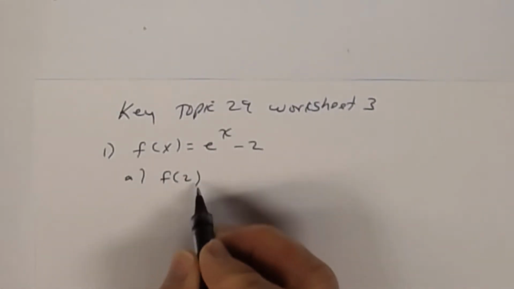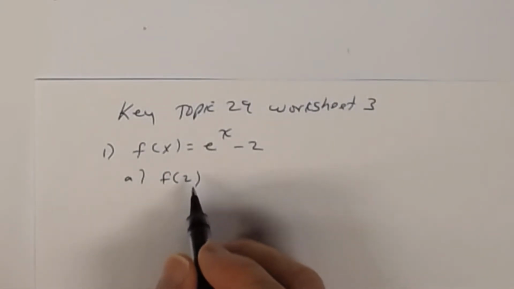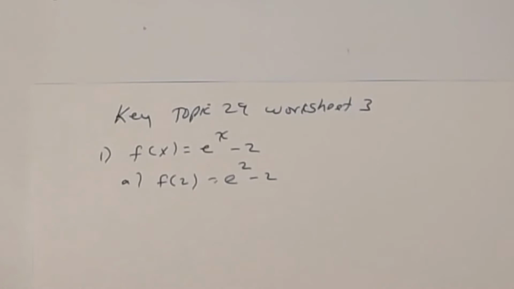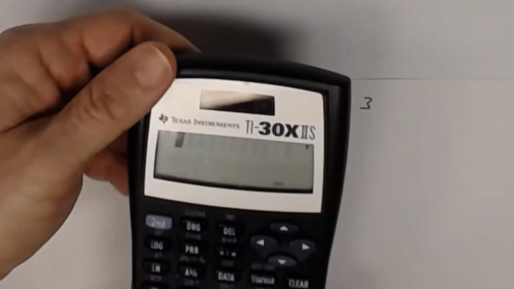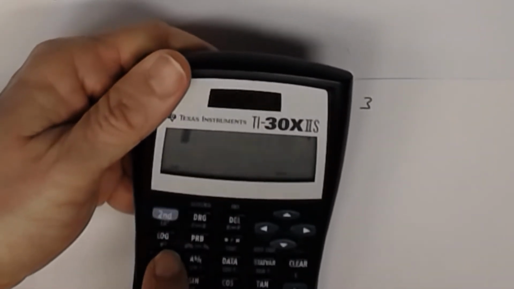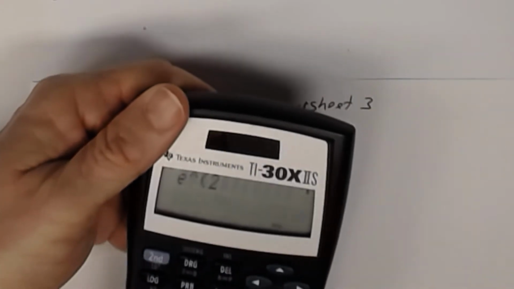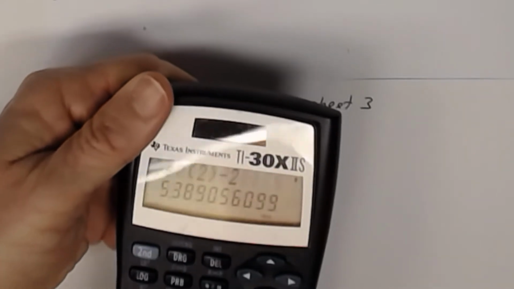So part A, remember f of 2 indicates you go to your function f, and where we see the variable x, you substitute 2. So this becomes e squared minus 2. Now notice it did say round to 4 decimal places. That's 4 digits behind the decimal point. So in our calculator, make sure you use your calculator's e function. In my case, you're going to say second ln, and then 2. Make sure you put parentheses because you're going to be subtracting something, so that's important. So do this, and then subtract 2, equal, and you get this number.